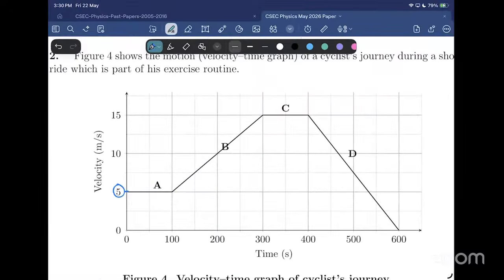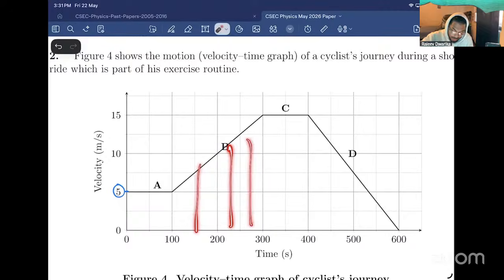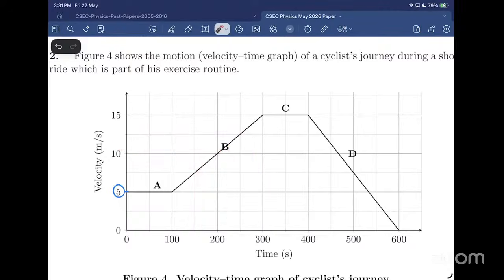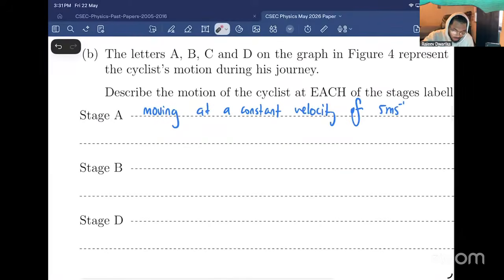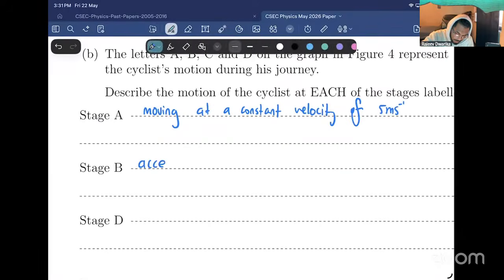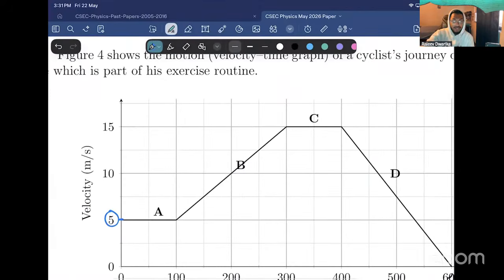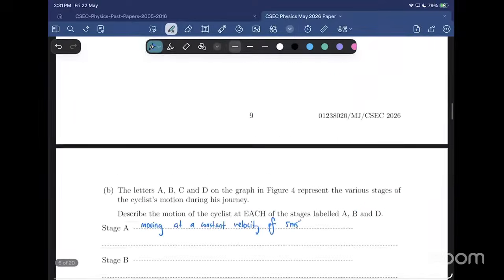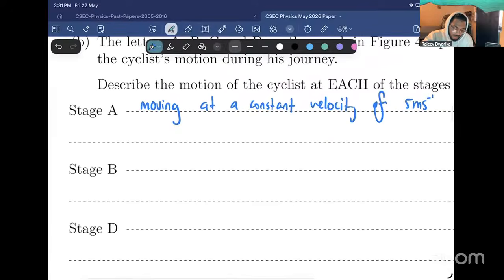Look at stage B now. Stage B is acceleration, because as time passes by, your velocity increases. So at stage B, you have acceleration. You've got to be specific. This shape is a line. If it's a line, it implies that the gradient is positive and constant. So in stage B, you actually have uniform acceleration. That's exactly what they want.